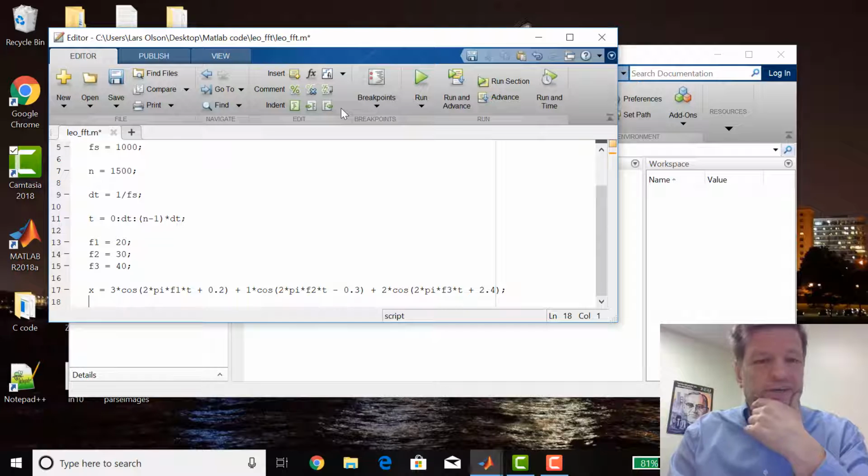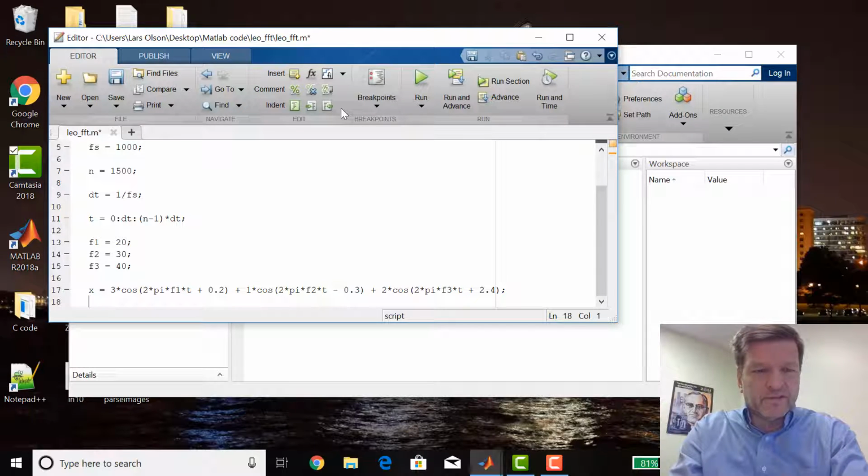Somebody else on the internet did a lesson, and I'm just copying those cosine waves and the angles down the same as what he did.